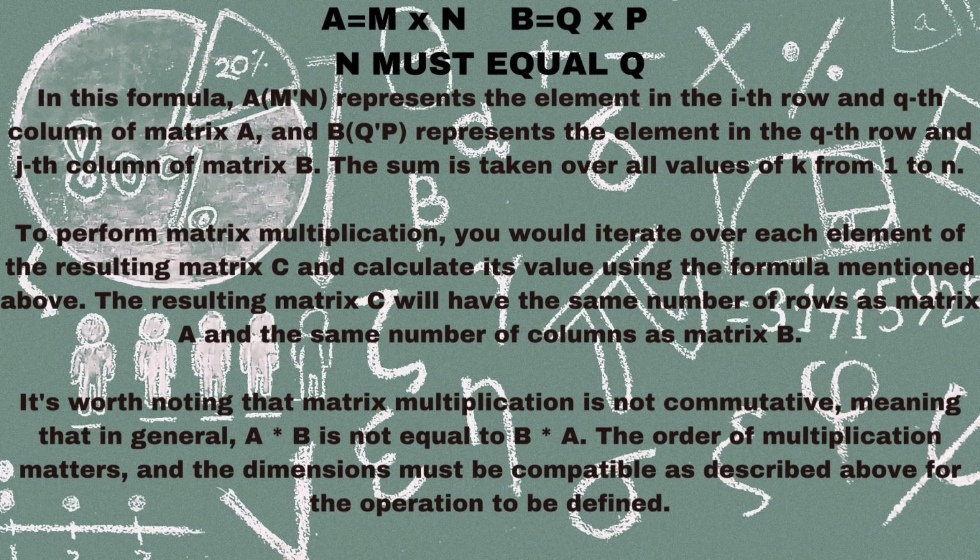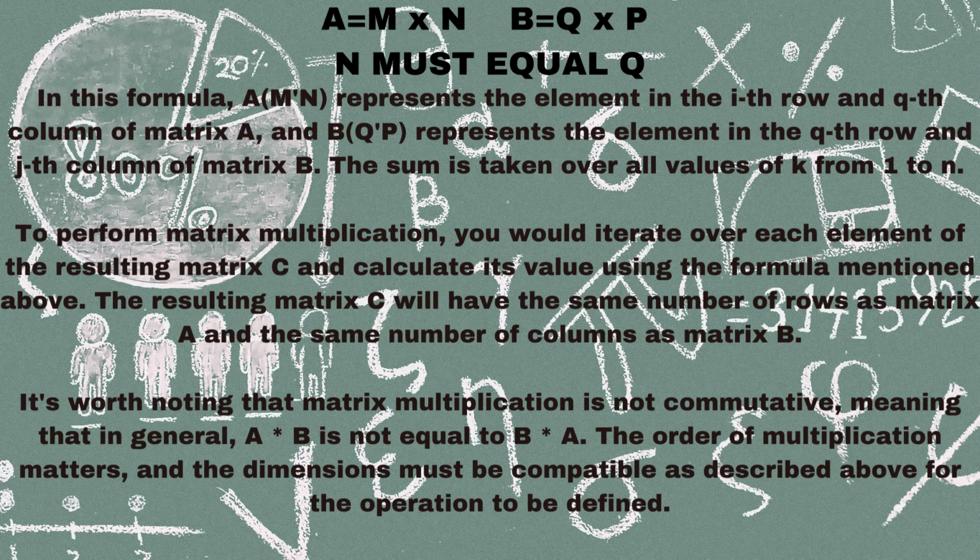A_iq represents the element in the ith row and qth column of matrix A, and B_qj represents the element in the qth row and jth column of matrix B. The sum is taken over all values of k from 1 to n. To perform matrix multiplication, you would iterate over each element of the resulting matrix C and calculate its value using the formula mentioned above. The resulting matrix C will have the same number of rows as matrix A and the same number of columns as matrix B.